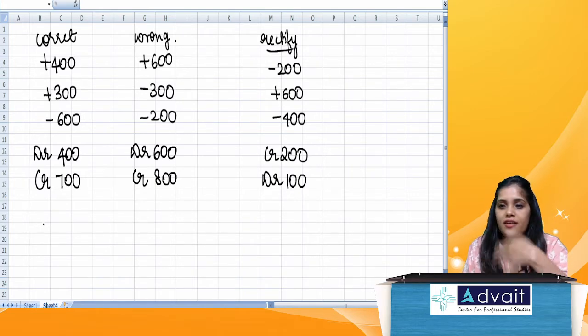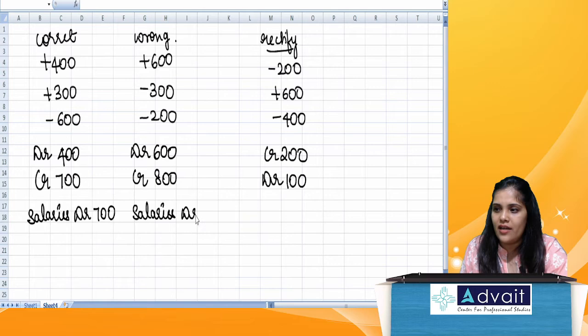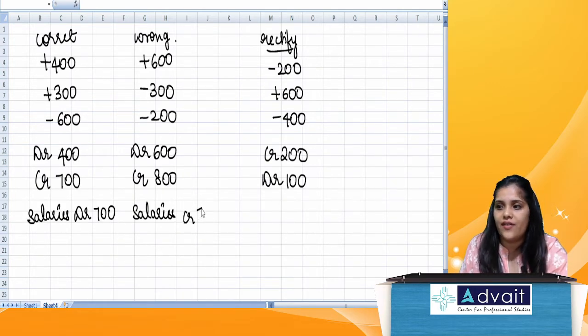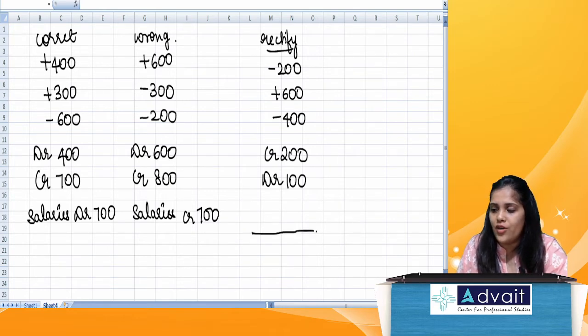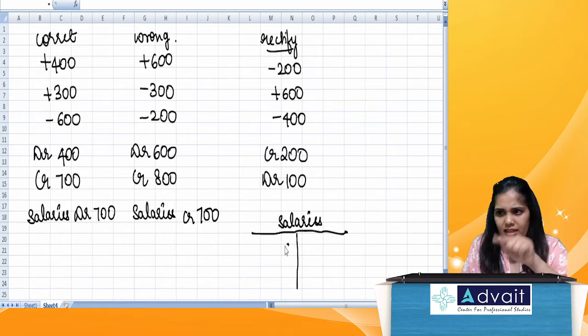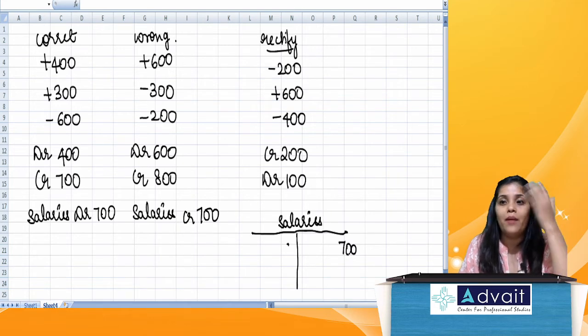Okay. Now, let's introduce some accounts. Salary account should have been debited with 700, but salary account is credited with 700. So, if you were to open a salaries account, can I say salary is an expense? Expense should be debited? Yeah, correct. It should have been debited with 700. But what did we do? We wrote it on this side by mistake.